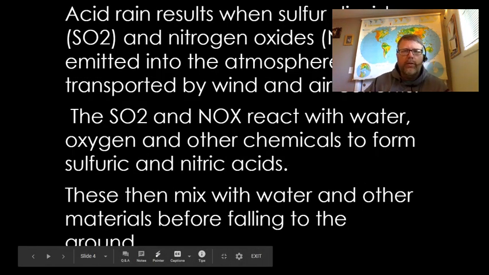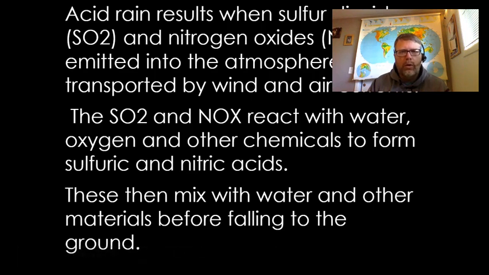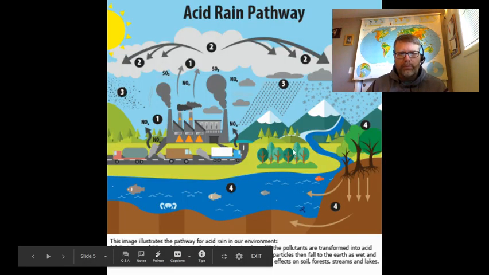Okay, so acid rain results when sulfur dioxide, SO2, or nitrogen oxides, called NOx's, are emitted into the atmosphere and transported by wind and air currents. Sulfur dioxide and nitric oxides react with water, oxygen, and other chemicals to form sulfuric and nitric acid. These then mix with water and other materials before falling to the ground.